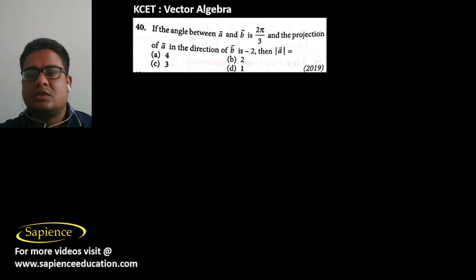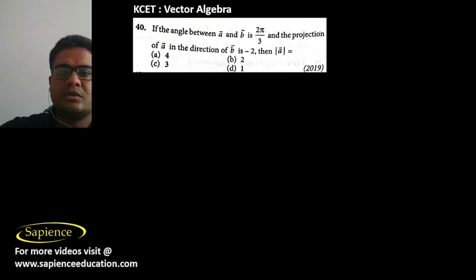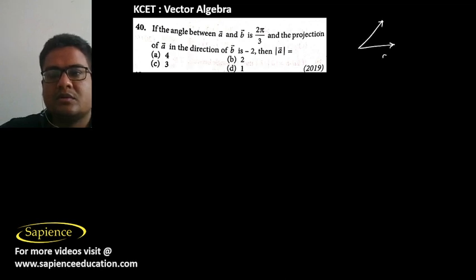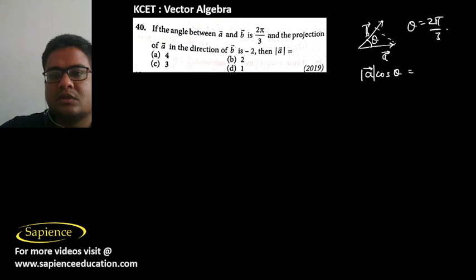Then in question number 40, it is told if the angle in between A and B is 2 pi by 3 and the projection of A in the direction of B is minus 2, then magnitude of A is how much? That means that the angle in between A and B, theta, is 2 pi by 3. The projection of A in the direction of B is A cos theta. It is magnitude of A into cos theta, that is equal to minus 2.